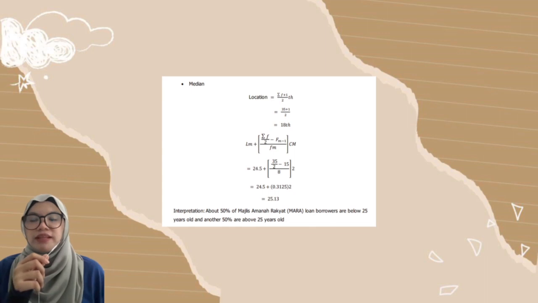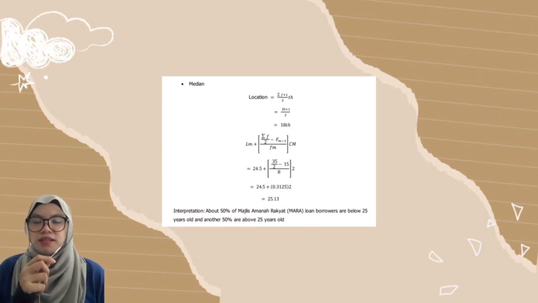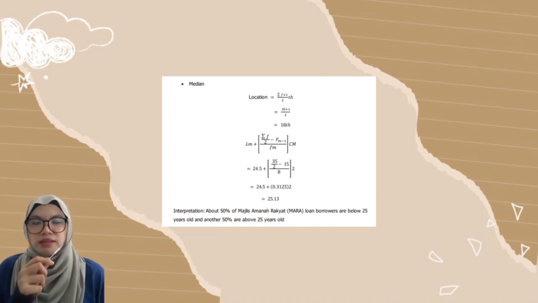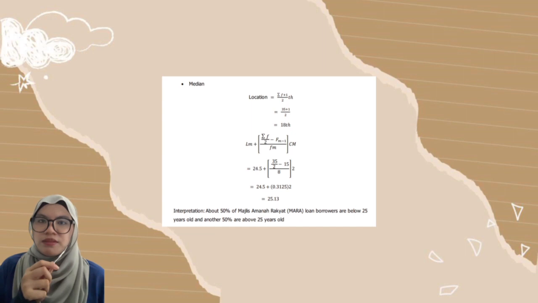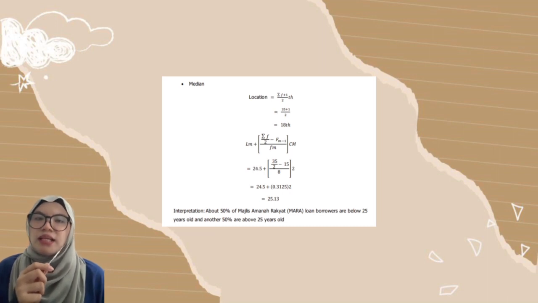First, we need to find the location, and to find the location, we need to take the number of sample plus 1 and divide it by 2. So our sample is 35 plus 1, we get 36, and divided by 2, we got 18. So the location is at the 18th place. Now that we got the location, we can start calculating the median.